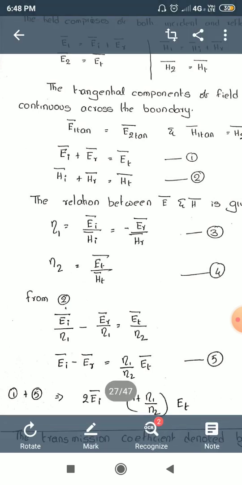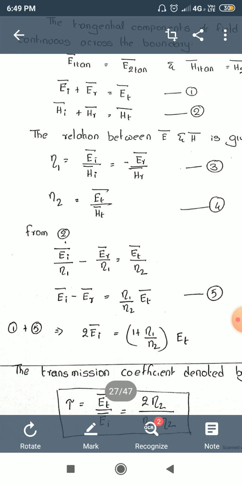Now already we know the relation between electric field and magnetic field. The magnitude of E and H is given by eta equal to E by H. So eta 1 in medium 1 is EI by HI, which is equal to minus ER by HR, and eta 2 equal to ET by HT. That is equation 3 and equation 4. Now we are doing some small simplification. We take equation 2, and in place of H terms we write E terms because we have a relation between E and H. After solving that, we get the fifth equation.